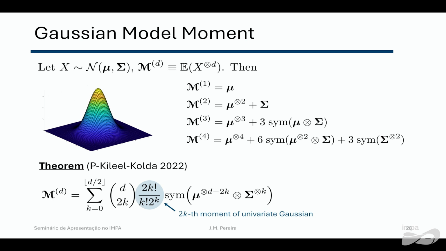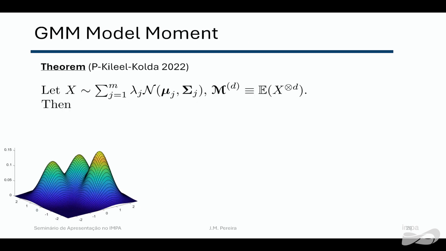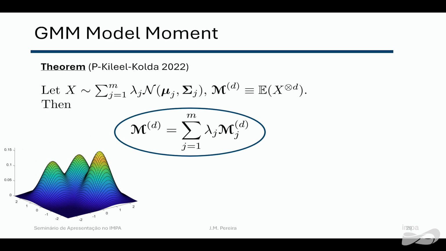And so the proof ends up being reducing the higher order moment to the moment of a Gaussian. But I don't have a lot of time to go into the proof of this. Just say that if you have a Gaussian mixture model, the moments are just linear combinations of each of the distributions that you have in the mixture.